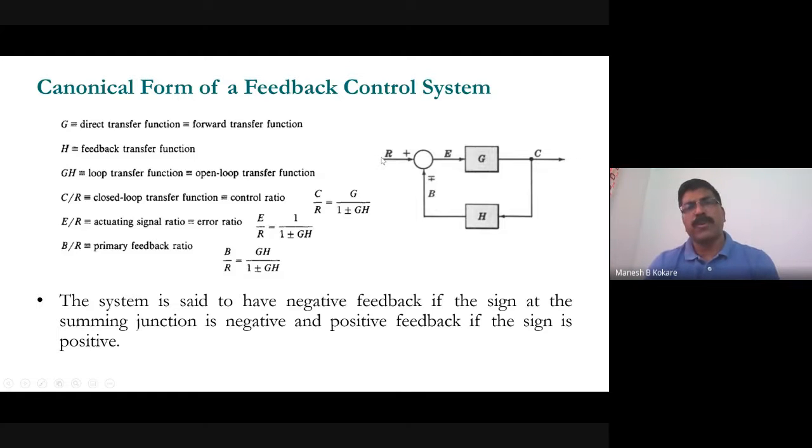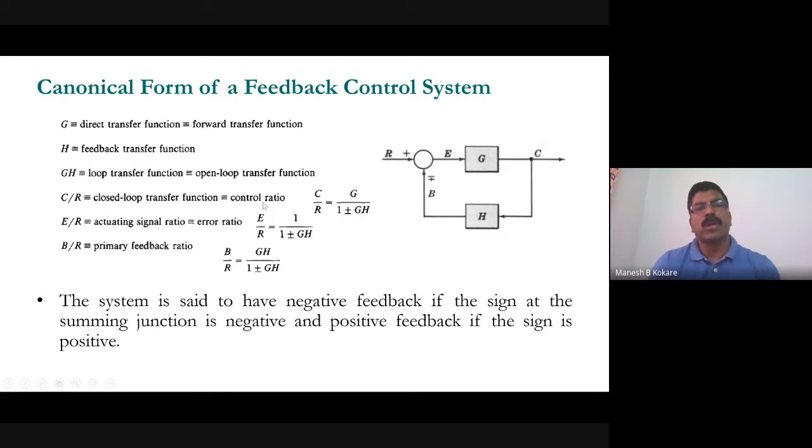So R is the reference input, C is the controlled output, and B is the feedback signal. The error will be the reference minus feedback, and then this is given as input to the forward transfer function. So G is the direct transfer function, also called the forward transfer function, and H is nothing but the feedback transfer function, right? This GH is nothing but the open loop transfer function. If you take the product of G and H, it is called the open loop transfer function. And if you take the ratio C by R, output divided by reference input, that is nothing but the closed loop transfer function.